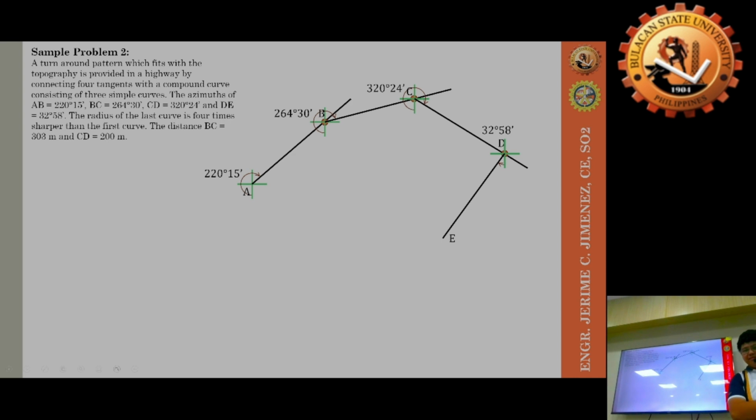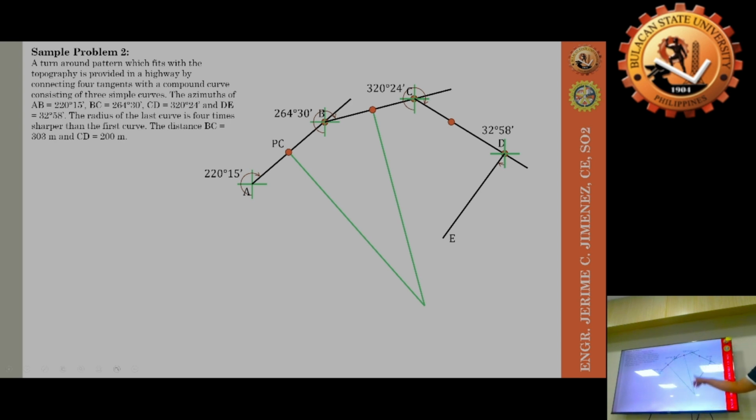Okay. So, i-place lang natin yung mga points natin. So, ito yung magiging point 1 natin. Then, point PC. Then, this is your first curvature. Okay, ito yung first radius natin.